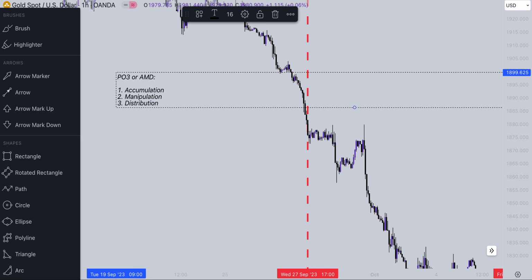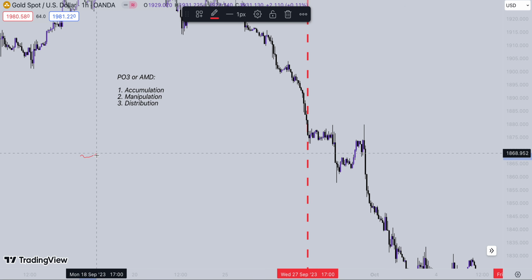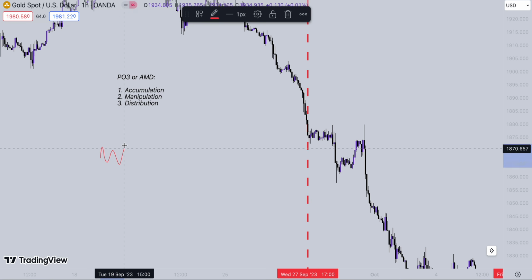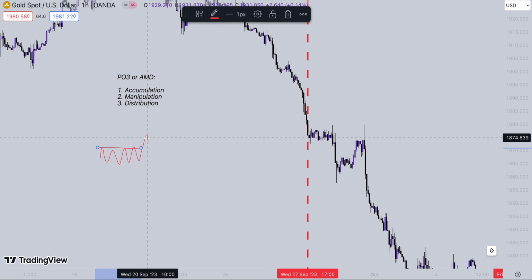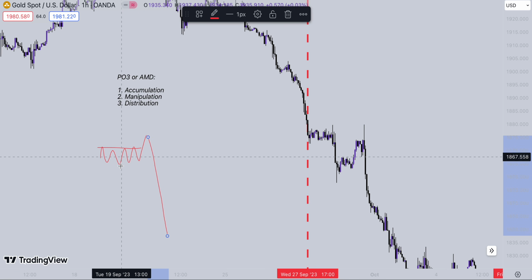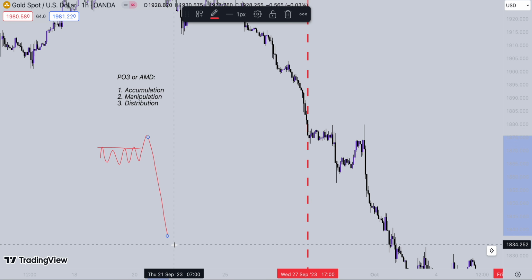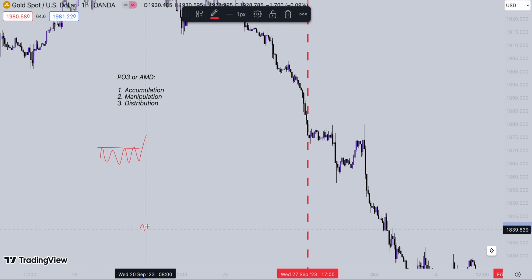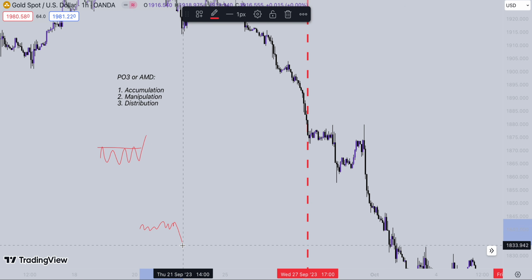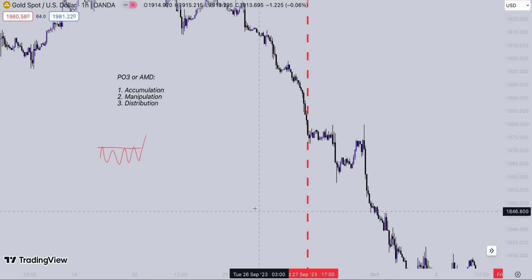Orders will accumulate. So we will have chop in the market where buyers and sellers are starting to add to their positions. Market's a bit undecided. But yeah, orders are accumulating. So it may look like chop like this. Manipulation is going to be pretty much a liquidity sweep or a fake out to one side of the market. And distribution is when all of these accumulated orders finally take out stops and start filling their orders. So we accumulate orders, we manipulate out the market, and then we distribute all the rest of those orders. And to the upside, it looks something like this: accumulation, manipulation, fake out, distribution to the other side.